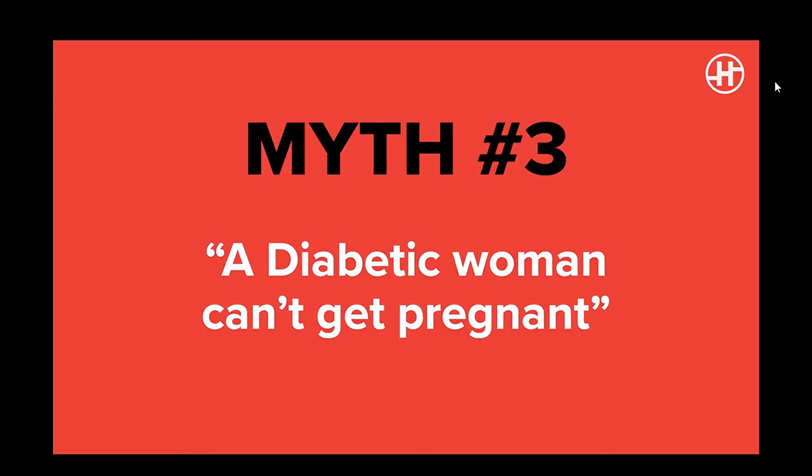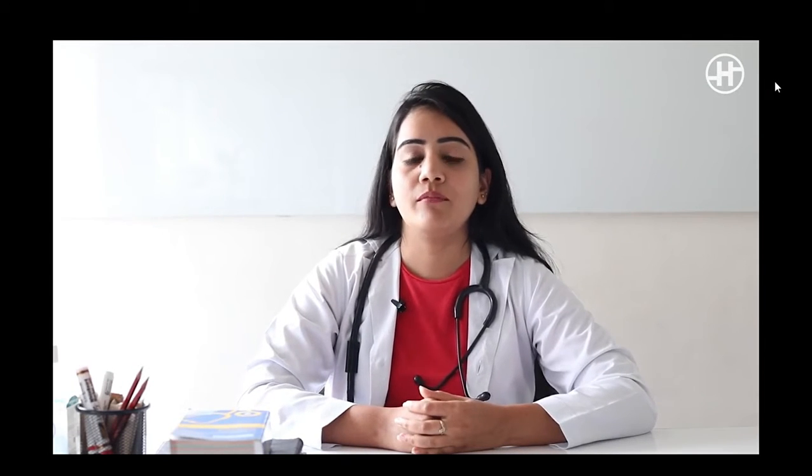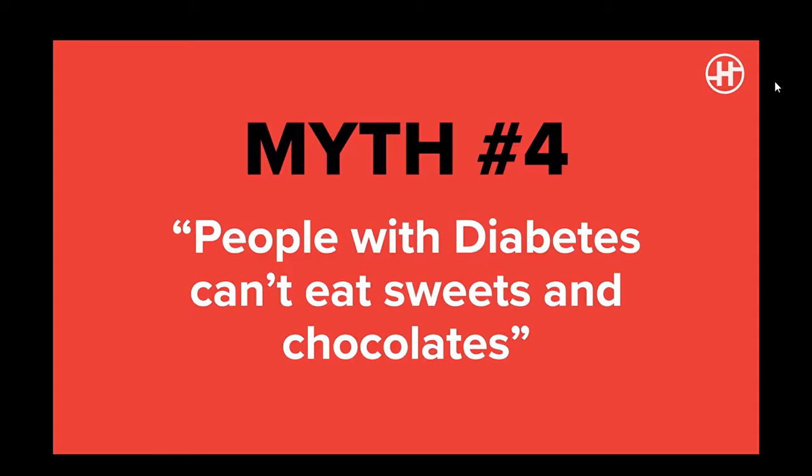Diabetic women cannot get pregnant. Not true. Diabetic women need to be very careful in monitoring their blood sugar levels. A successful pregnancy and having a healthy child without any complications is possible. People with diabetes cannot eat sweets and chocolates. If eaten with a healthy meal plan and combined with exercise, people with diabetes can have sweets and chocolates occasionally.